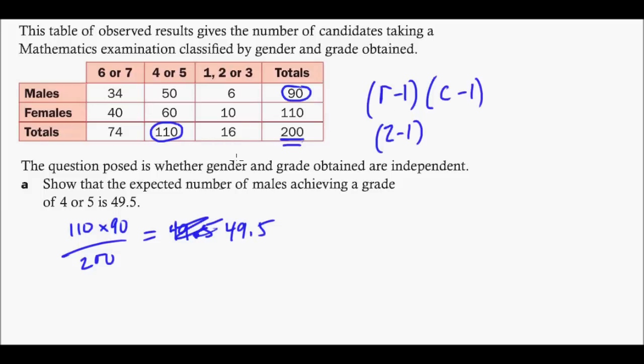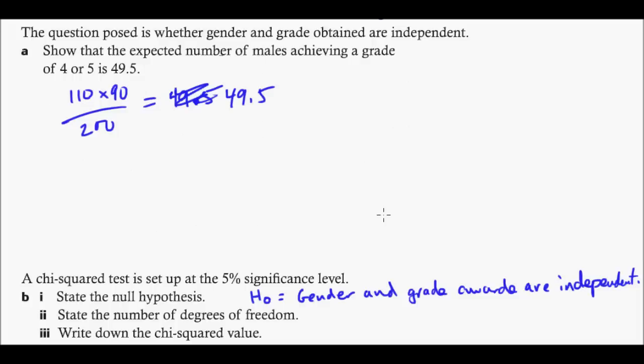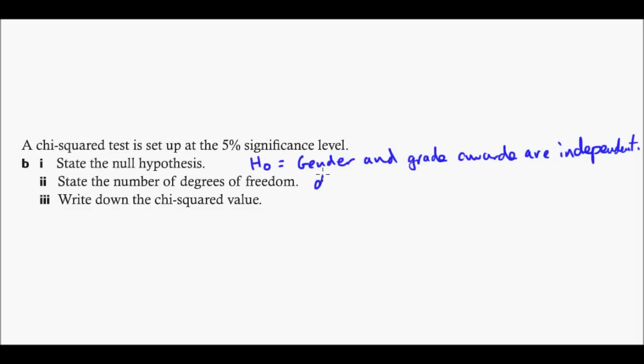Be careful not to count the total rows. Okay, so that would be 3 minus 1. So you get 1 times 2, which is 2. So your degrees of freedom here are 2. Okay, now write down the chi-squared value. Well, let's do this in the calculator.